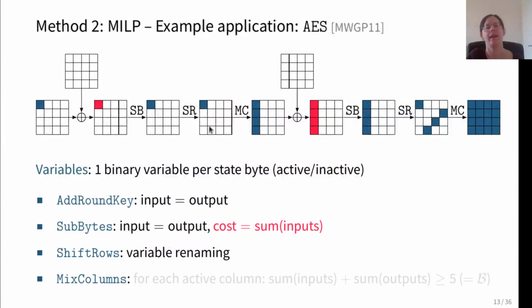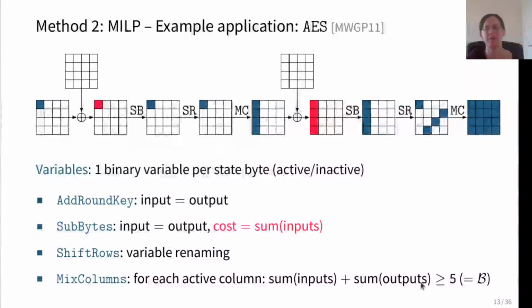What this means is that if we sum the cells here and here, then the sum must be either 0 if mixed columns is completely inactive, or it must be at least 5 because this is the branch number. In other words, for each active column, the sum of the inputs plus the sum of the outputs must be at least 5. Now, so far we know that this is a necessary condition. It could potentially be that some of the patterns that satisfy the condition are not possible. So for example, it could be that if these 2 are active, it's not possible that precisely these 3 are active, but maybe only some other 3. But for AES, this is actually not the case.